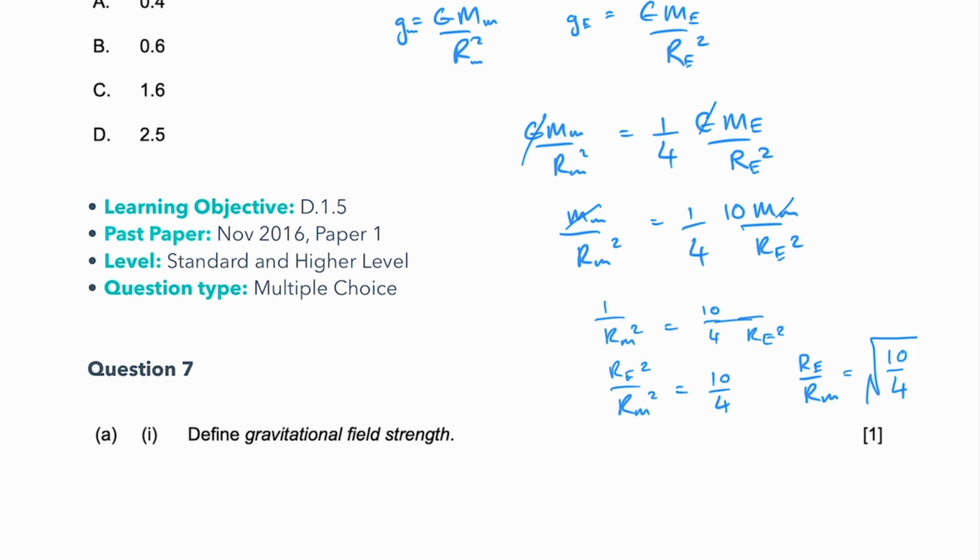Now, 10 over 4 is 2.5. The square root of 4 is 2. So it's got to be less than 2. And the square root of 1 is 1. So it's got to be between 1 and 2. So the answer is C.